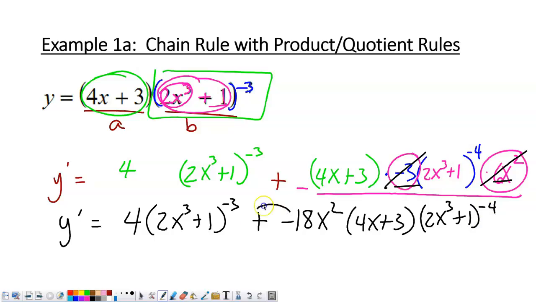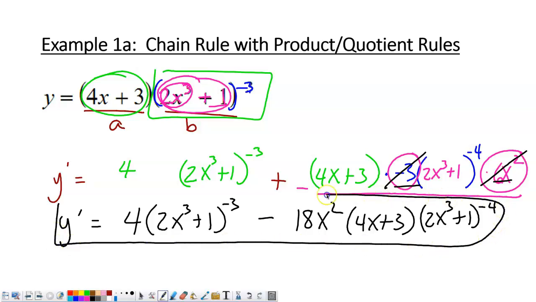Now, right here we have adding a negative, right? Well, there's no sense in being redundant here. When you add a negative, that's the same thing as subtraction. So this is probably what it will look like on your test as the final answer. In other words, clean it up as much as you can.